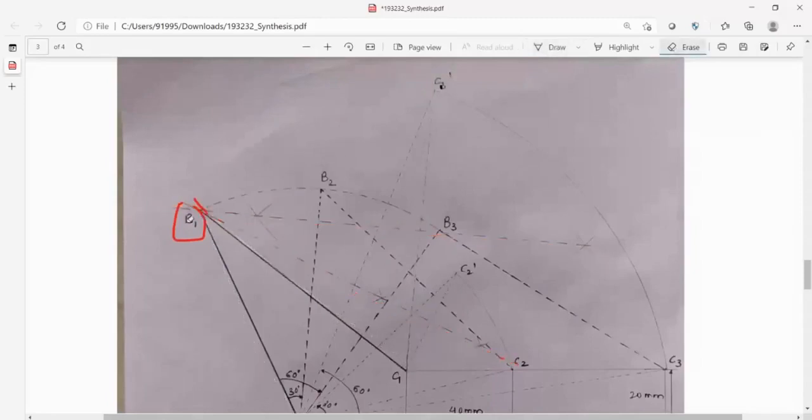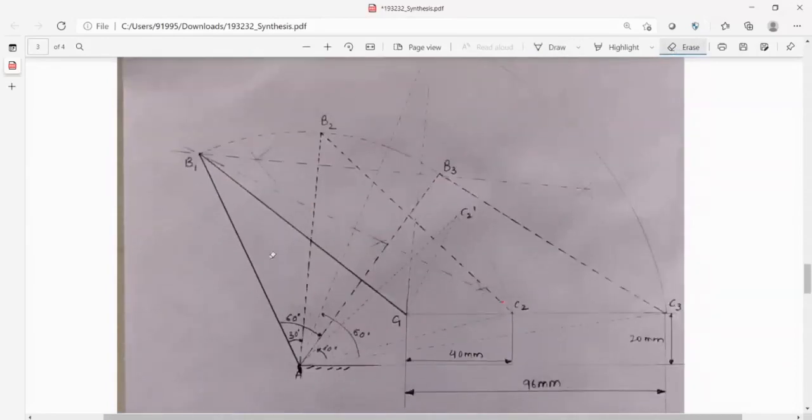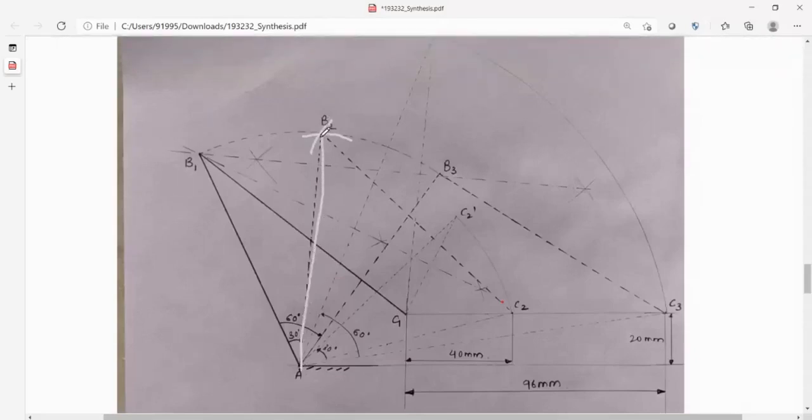Now we will try to locate the other positions, that is AB2 C2 and AB3 C3. For this we will take A as center and radius equal to AB1, and cut an arc. With radius equal to B1 C1 and C2 as center, we will cut another arc. So we got the point B2. We will join these points A, B2 and B2, C2.